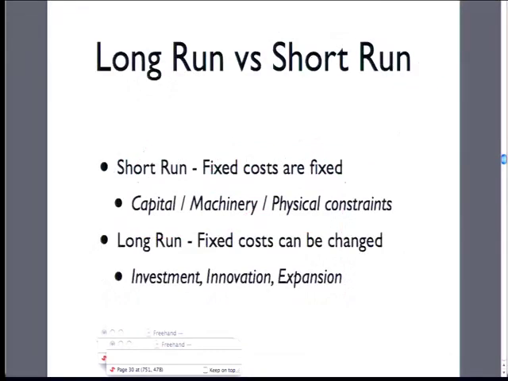Right now, all of this graph that we're doing is in the short run. Capital is fixed. How big our factory is is fixed. How many acres we're going to plant to corn is fixed. In the short run, fixed costs are fixed. In the long run, fixed costs can be changed.